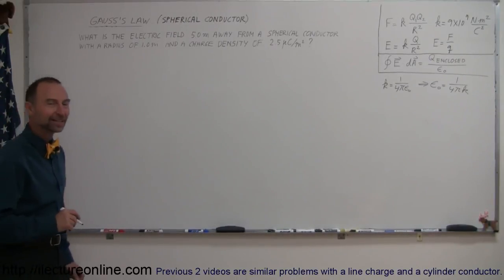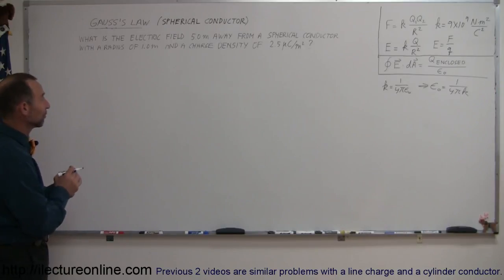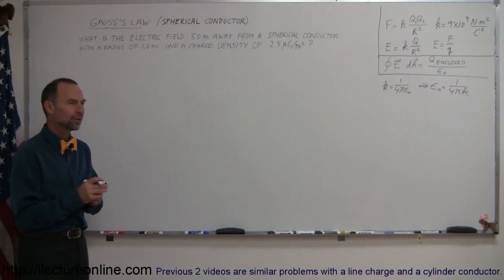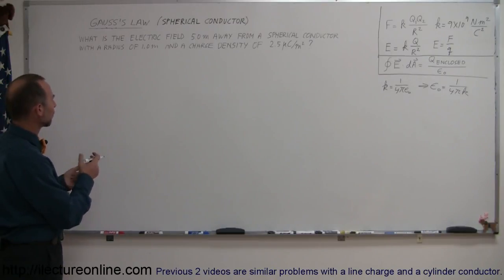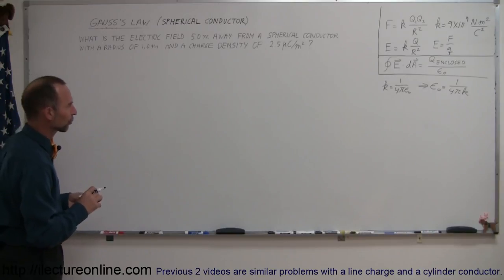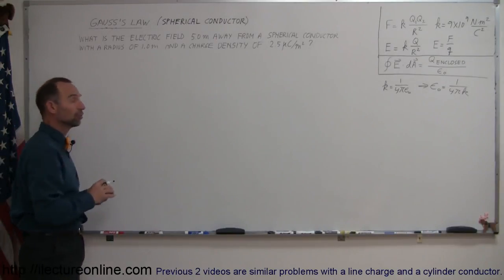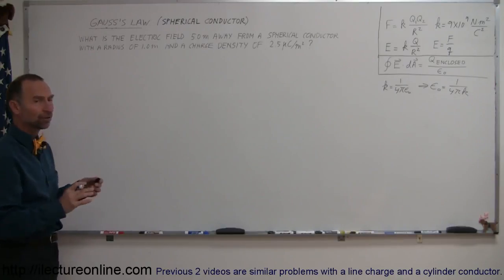Welcome to iLecture Online, and here's another example of how to utilize Gauss's law to find the strength of an electric field near a charged object, in this case a spherical conductor that has a radius of 1 meter and a charge density of 2.5 microcoulombs per square meter, and the point of interest is 5 meters away from the sphere. So let's draw a picture of that.